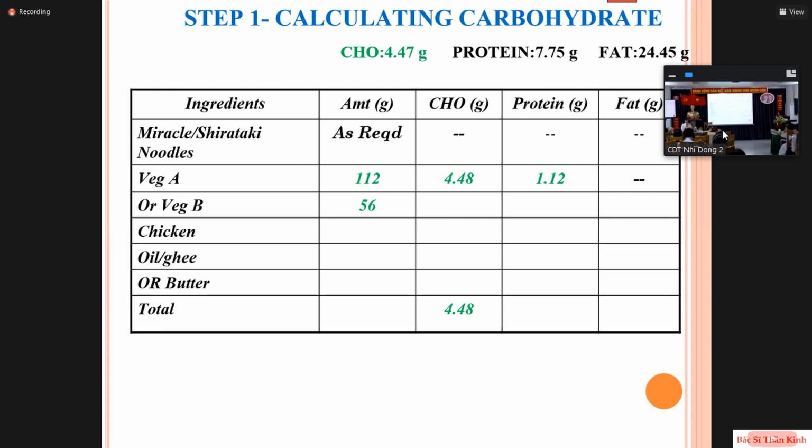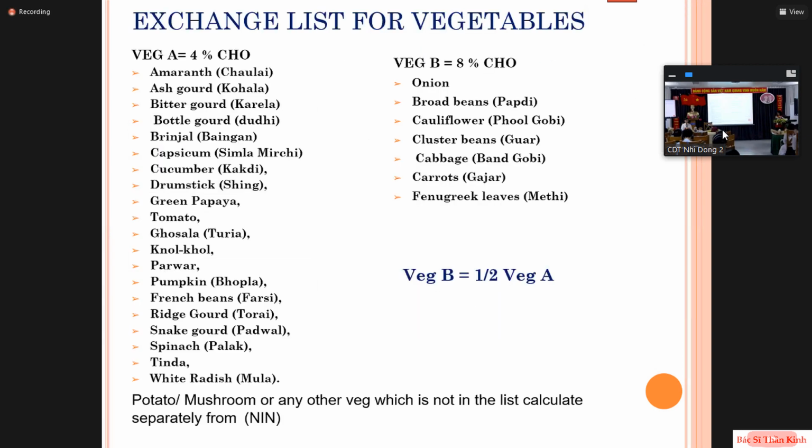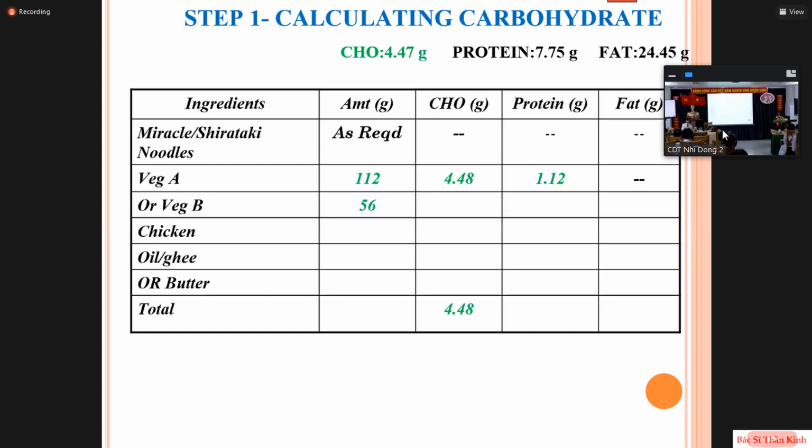So we again do the cross multiplication. Now you can see for vegetables also, we have grouped them into two categories, A and B. This is also again on the basis of the carb content. So A group has all the vegetables which have about 4 grams of carbohydrate per 100 grams, and vegetable B have 8 grams of carbohydrates per 100 grams. So vegetable B is half of vegetable A.